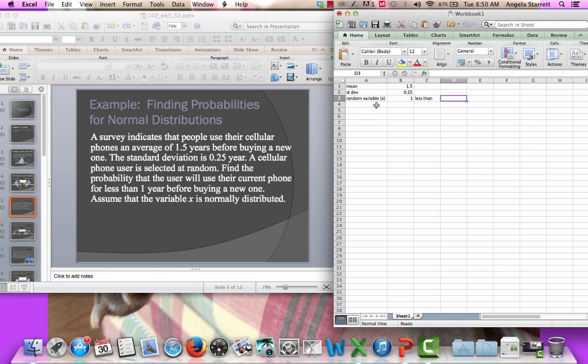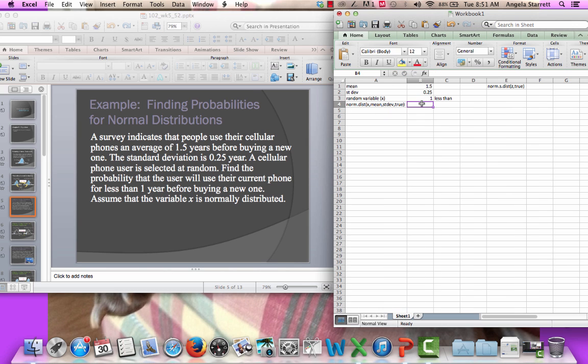For our probability, remember in the first lecture we used something called, and I'm going to type it up here for you guys, norm.s.dist. That's what we used where we would input a z-score and the word true. Now we don't have a standard normal. That's what that S stands for. So now we're going to use norm.dist, and our inputs are x, comma, mu, I'm going to say mean, comma, standard dev, comma, true.